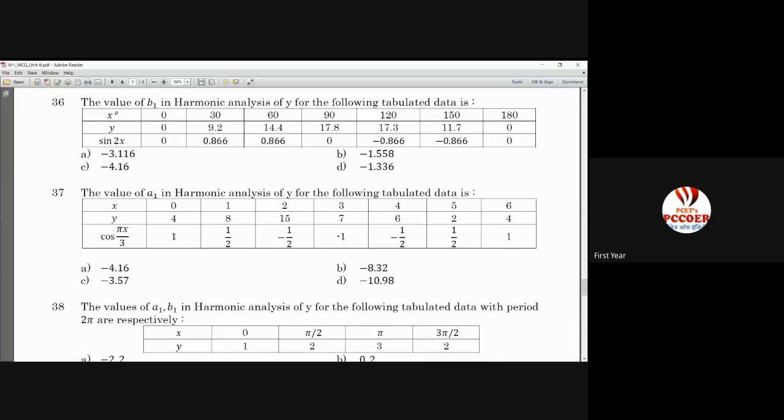4 into 1 is 4. Plus 8 into half is 4. So 4 plus 4 is 8. And the last one, 2 into half is 1. 8 plus 1 is 9.